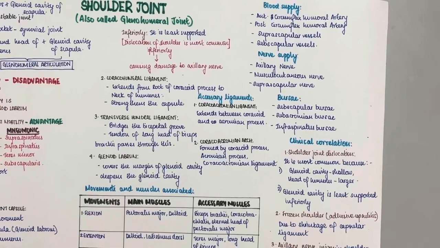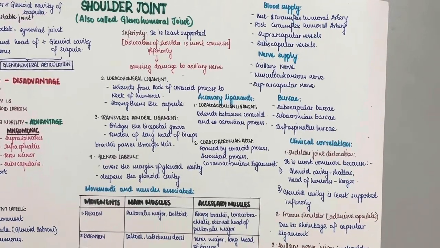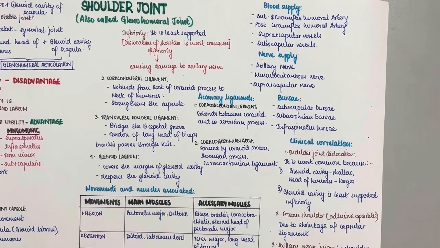Next, coming up to the final part of the video, that is the clinical correlation. So the shoulder joint dislocation is the first clinical correlation that we are going to see about. It is the most common type of shoulder joint problem that one could encounter.